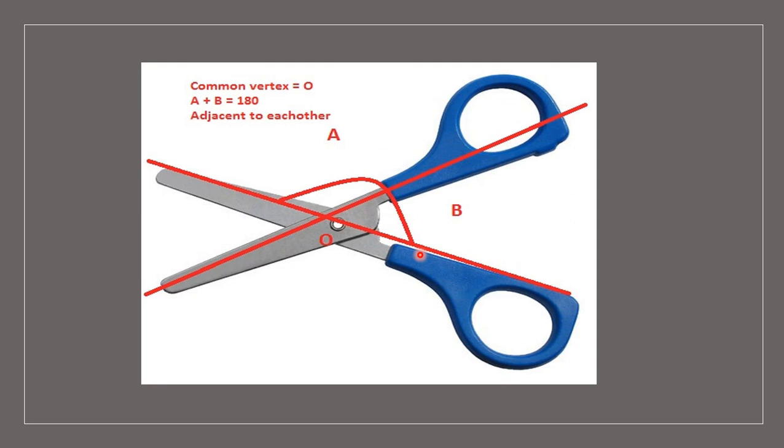One more thing, we use this scissor in our day-to-day life, for cutting paper or for our craft work. So at this point again we observe that the scissor is divided into two angles, or we can say two angles are formed, and they are adjacent angles and their sum is 180 degrees. So this is an example of a linear pair: the common vertex is O, angle A and angle B, their sum is 180 degrees and they are adjacent to each other. So we can say angle A and angle B are a linear pair.